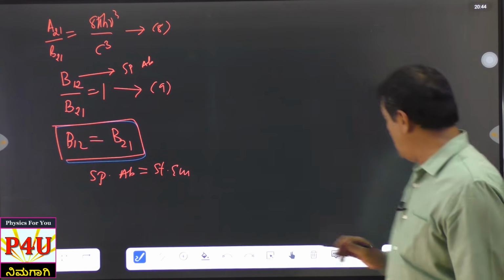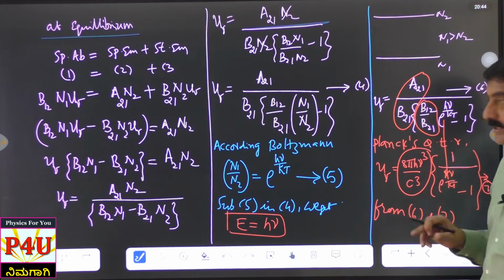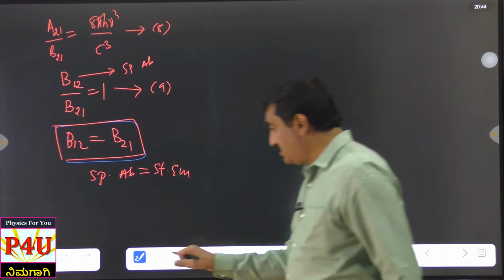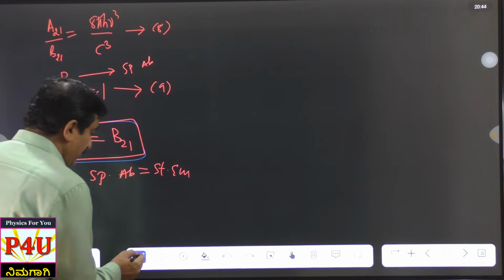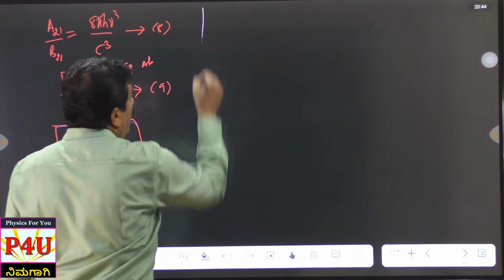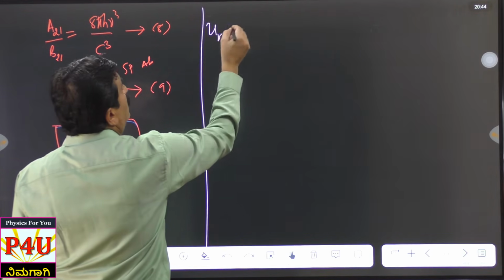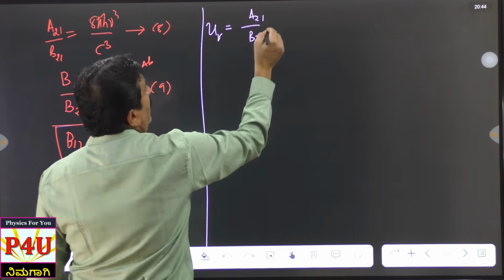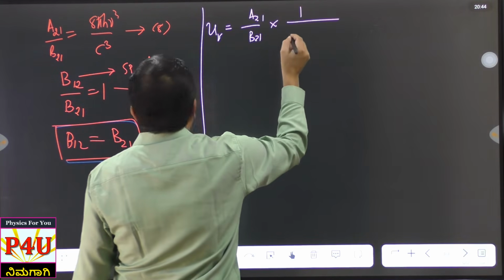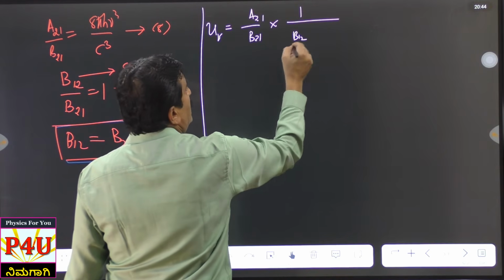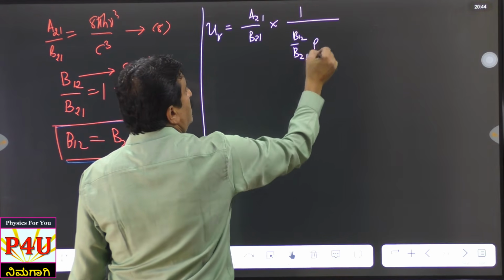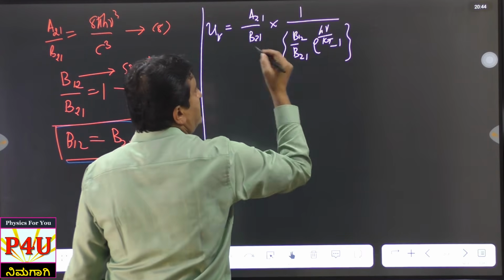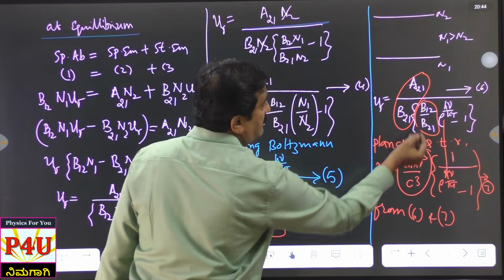So according to this equation, write these two equations once again. According to Einstein's derivation, we got U gamma is equal to A21 divided by B21 into 1 divided by B12 divided by B21 into e to the power of h nu by kt minus 1. This is from Einstein's theory.